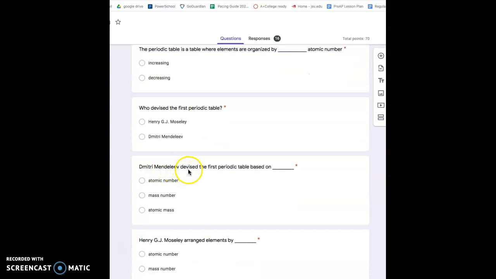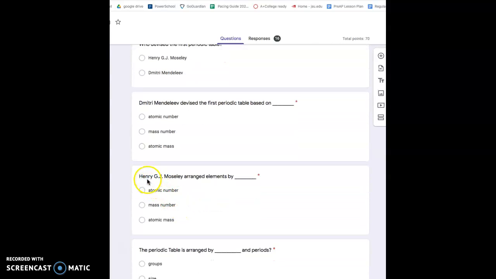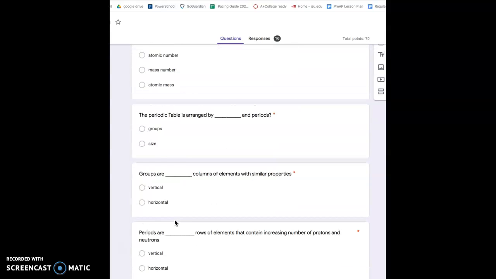Dmitri Mendeleev devised the first periodic table based on blank atomic number, atomic mass. Henry G.J. Moseley arranged elements by atomic number, atomic mass. The periodic table is arranged by blank and periods, groups and periods, or size and periods. Select your correct answer.